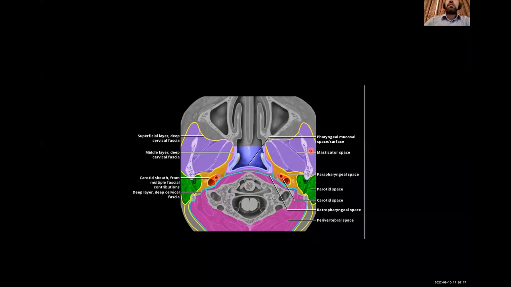Okay, this is just brief. This is a diagram for the spaces. Keep it in your mind. Okay, this is the masticator space, the parapharyngeal spaces, this is the perivertebral spaces. Just to consider, this is a brief diagram, just for your knowledge. Just to remind, I know that you know this well, but consider it as a reference when you need it.